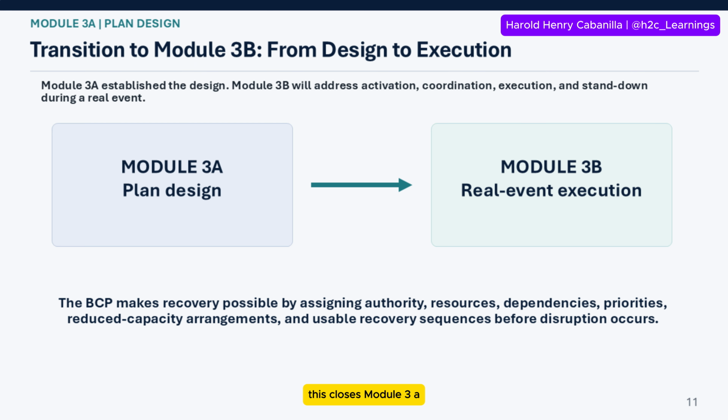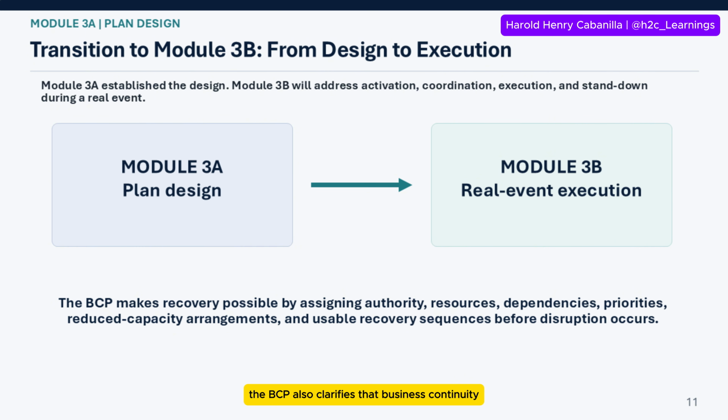This closes Module 3A. The main point is that the BCP makes recovery possible before disruption occurs. It does this by converting approved BIA requirements into assigned, resourced, authorized, controlled, and usable recovery arrangements. It identifies what must be recovered, what level of capacity is acceptable, who has authority, who owns dependencies, what resources are required, which specialist plans must interface, how recovery should be sequenced, and what evidence is needed for approval readiness.